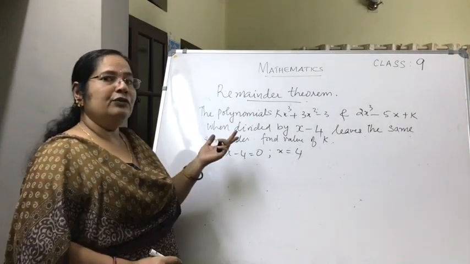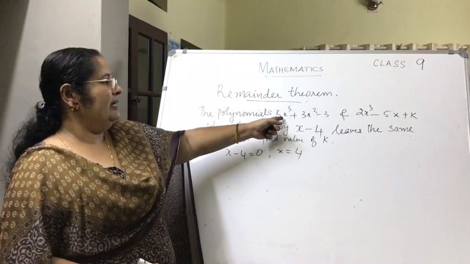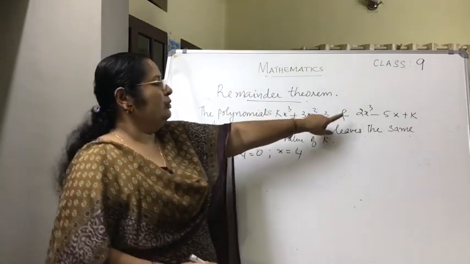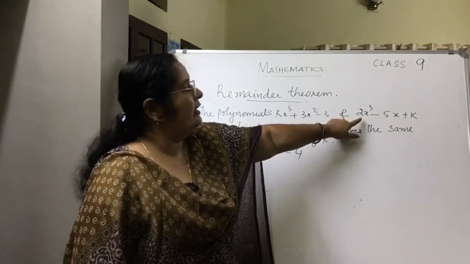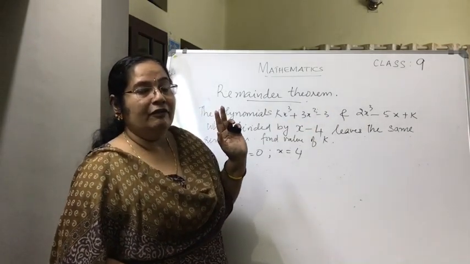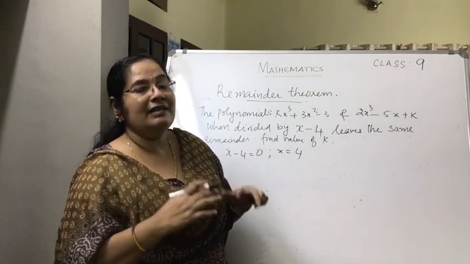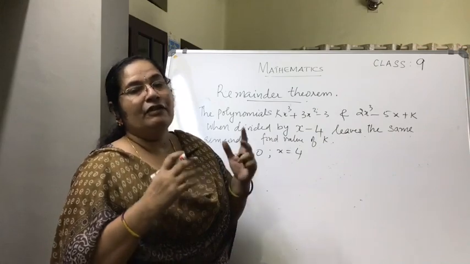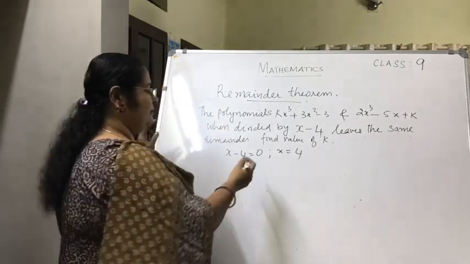Now what are you going to do? You are going to find the remainder when you divide this polynomial with x minus 4. Then you will find the remainder when you divide the other polynomial with x minus 4. And then what is given for us? Both the remainders are the same, which means you will equate both the remainders. From that you will get the value of k. So let us try doing it.